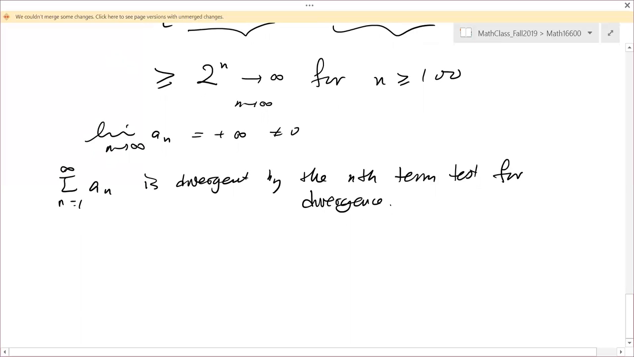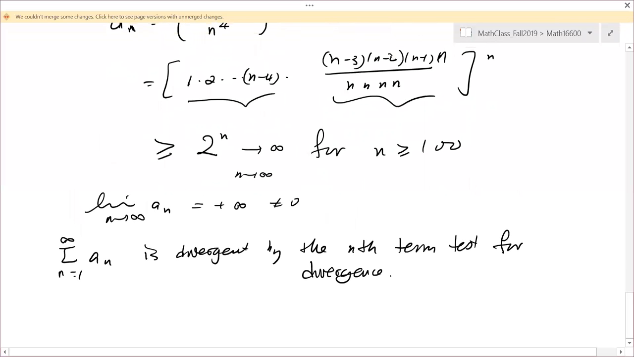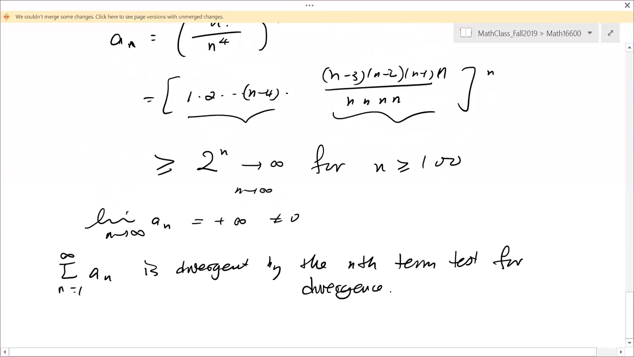So you can use this. There are a couple of ways to solve the problem. As long as you can prove the nth term does not approach 0, then it's divergent. But you have to say which test you're using, otherwise it's an incomplete solution.